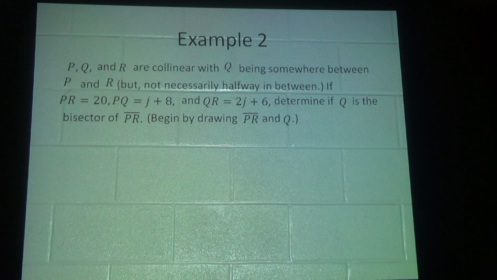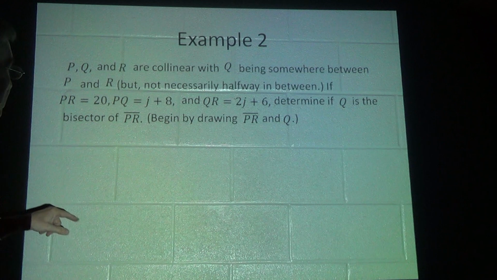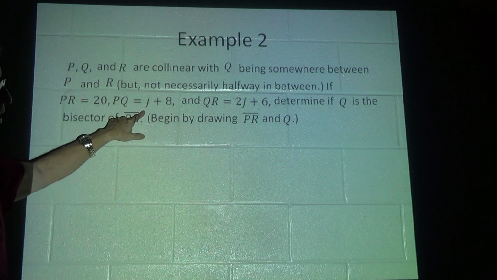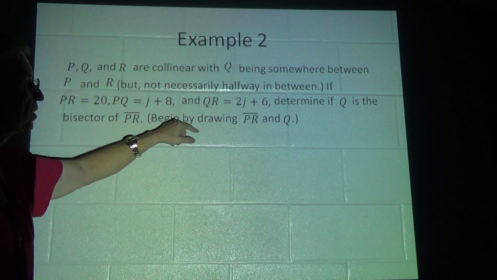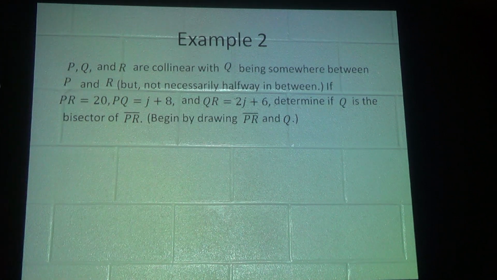So if Q is the bisector, these two things would have to be equal. So what we have to do here is solve this for J, and once we find J, plug it back into both of these and find out whether those are the same values.